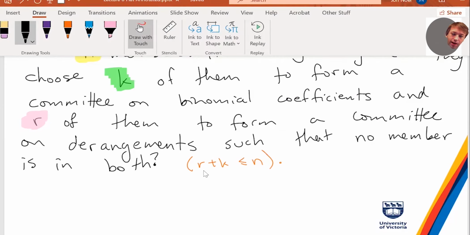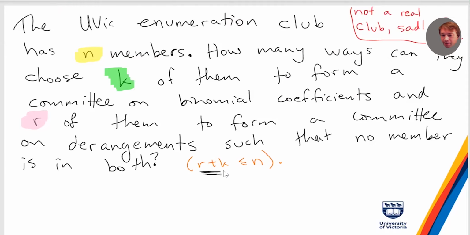And we've got this assumption: it only makes sense if r plus k is at most n. Otherwise, if r plus k is bigger than n, you can't possibly make these committees because there are not enough people. Well, almost. So there's an answer of n choose k, r. That's the problem with this notation: you need to write three different things, because if I wrote n choose k, r, that doesn't work, since k plus r is not equal to n.